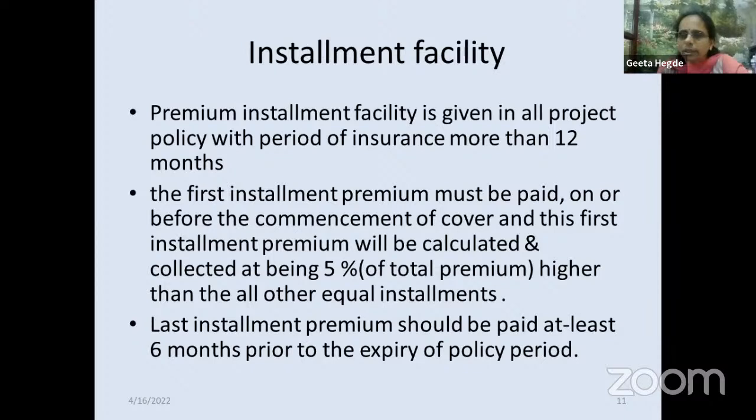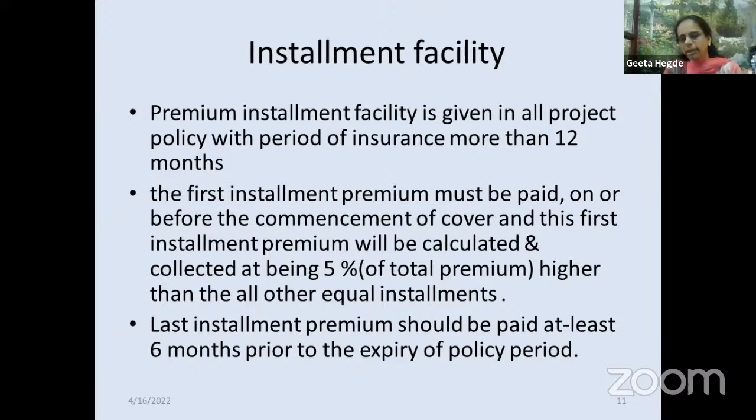There is an installment facility. Generally, the question will be asked on installment facility. Installment facility can be given where the period of insurance is more than 12 months. There are a few conditions. First condition is the policy should be for more than 12 months. First installment must be paid at the commencement of the cover. The first installment will be calculated as being 5% higher than all other equal installments. So first installment is higher by 5%. All other installments will be equal. Last installment should be paid at least 6 months prior to the expiry of the policy period.